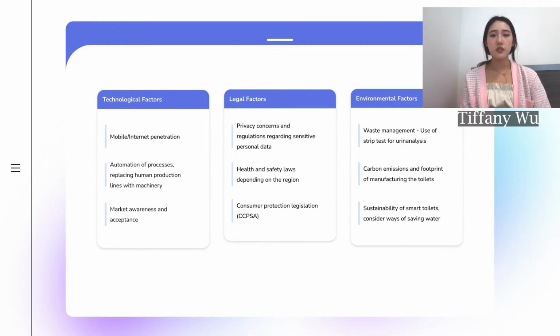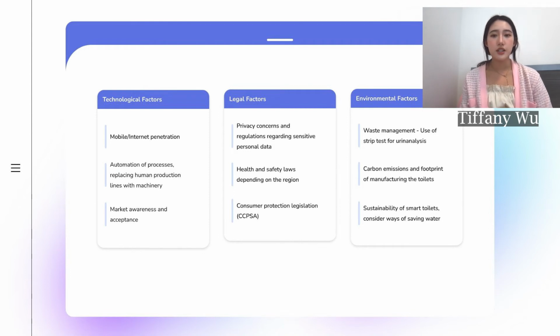For technological factors, the first thing we have to consider is mobile and internet penetration. Our target market of older adults may not be the most willing to embrace technological change, and therefore the internet helps us maintain a global presence, and effectively utilizing business social media platforms to communicate with our audience and using marketing tactics may help us improve the acceptance of our product.